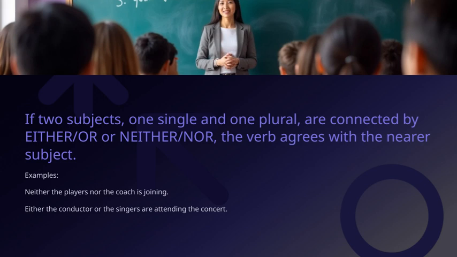Conversely, in the second example, neither the players nor the coach is joining. Here, coach is singular and is closer to the verb, so we use is. Remember, this rule helps ensure subject-verb agreement even when multiple subjects are involved. Understanding this will help you speak more confidently and write more accurately in English.